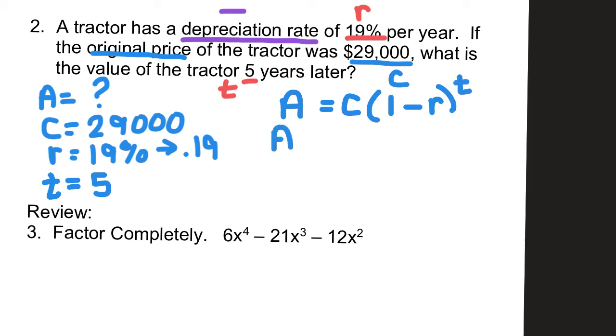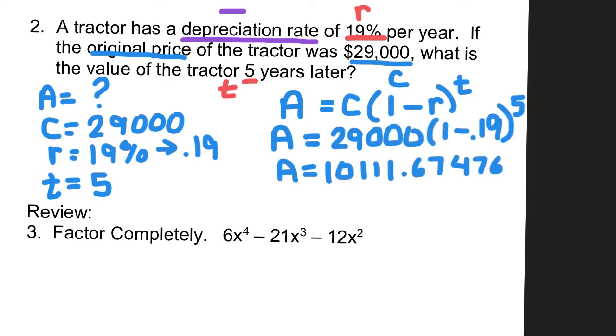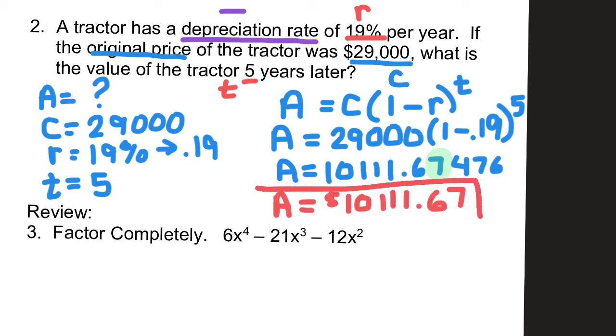Now let's substitute our variables. Please pause the video here as you do that. Once you've substituted this in and plugged it into your calculator, you'll get something that looks like this. But remember, we're talking about money here. We're going to round this to the nearest hundredths place. Please remember to put the dollar sign, and when it's money, round to the nearest hundredths place.